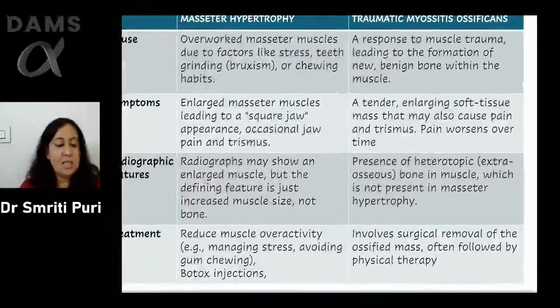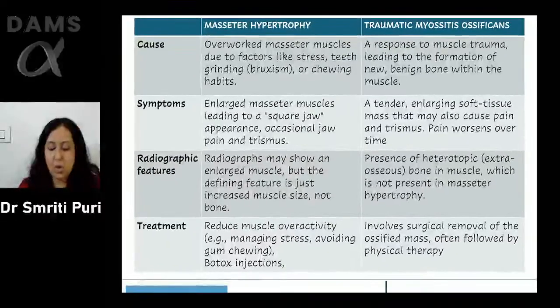So the symptoms of masseter hypertrophy are enlarged masseter muscles leading to a square jaw appearance, occasional jaw pain and trismus. Alright, so the jaw will become squarish, but pain and trismus can be present occasionally. In traumatic myositis ossificans, there would be a tender, enlarging, soft tissue mass that may also cause pain and trismus. Pain worsens over time.